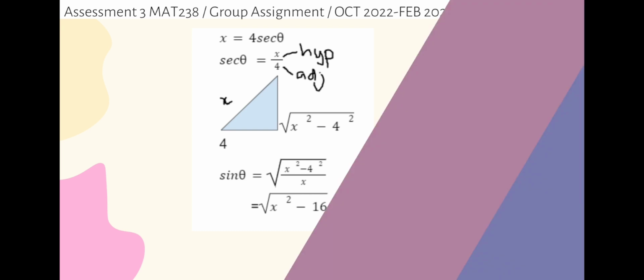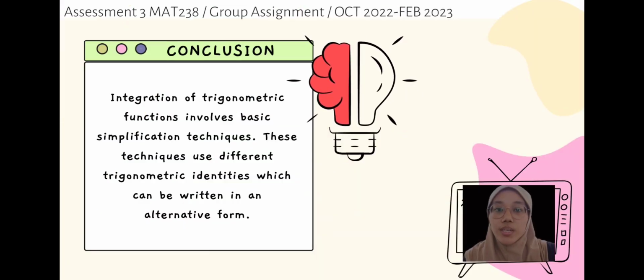c. In conclusion, integration of trigonometric substitutions involves basic simplification techniques. These techniques use different trigonometric identities which can be written in an alternative form.